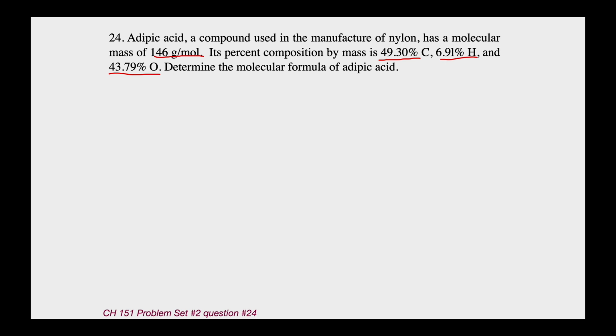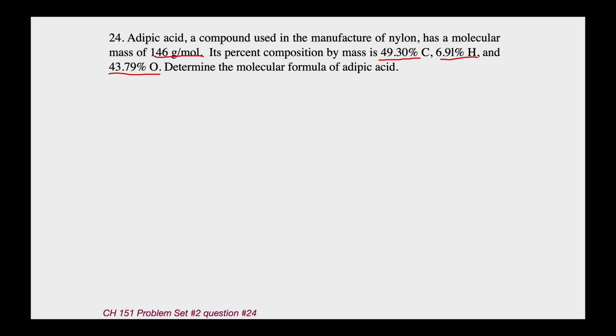We know it's going to have carbon, hydrogen, and oxygen, but of course, how many does it have in it? So we're going to use the techniques of the last several problems to do this. What we're going to do is take the percentages and turn them into grams, and then grams into moles.